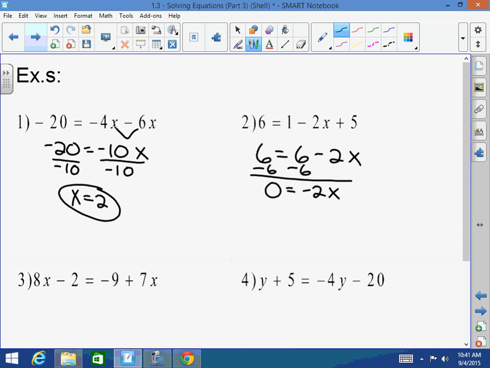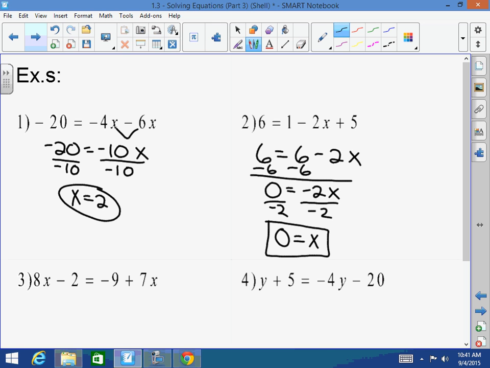I do this on purpose. A lot of times people stop here and they go, oh, no solution. And that's wrong. No. Is the x alone yet? So you cannot say no solution yet. You got to divide by negative 2. And 0 divided by negative 2 is 0. So that simply means that x is 0. That does have a solution. And the solution is 0. Okay?